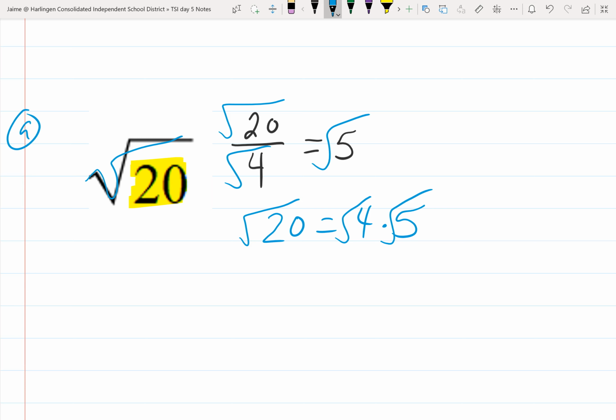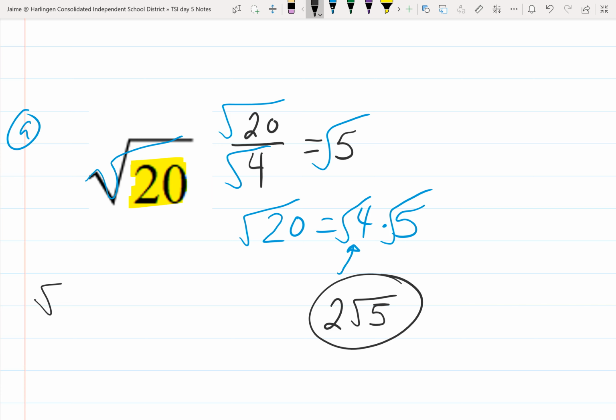Now, what is the square root of 4? The square root of 4 is 2. And negative 2, but we're only going to use the positive. I know there's a negative, but we're only going to use the positive. The square root of 4 is 2. What's the square root of 5? There is no square root of 5. And you're done. The square root of 20 is equal to 2 square root of 5.